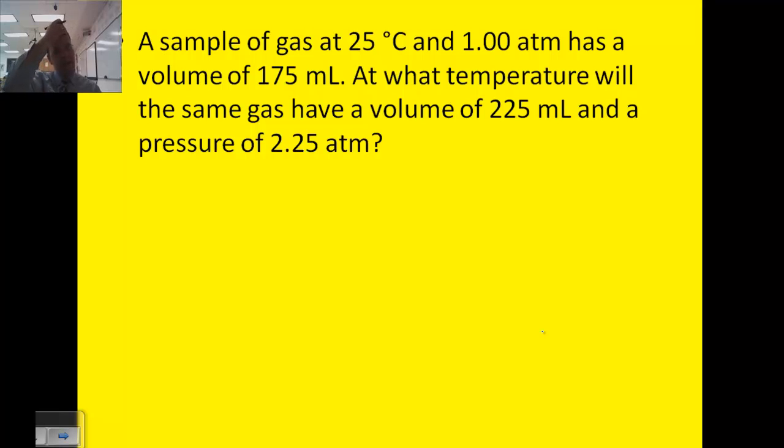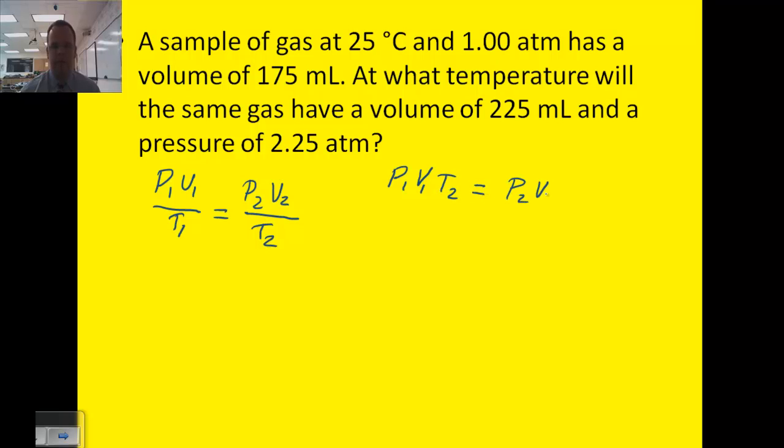So let's look at an example of this. A sample of gas at 25 degrees Celsius and 1 atmosphere has a volume of 175 milliliters. At what temperature will the same gas have a volume of 225 milliliters and a pressure of 2.25 atmospheres? Now, I actually find, once we get to 6 variables in the equation here, P1, V1, T1, P2, V2, T2, that it's easiest to do the algebra first. So I'm going to cross multiply: P1 V1 T2 equals P2 V2 T1. I'm trying to solve for T2, so T2 is P2 V2 T1, divided by P1 V1. Then I can plug in my values and not have to worry about doing the algebra with all those numbers involved.